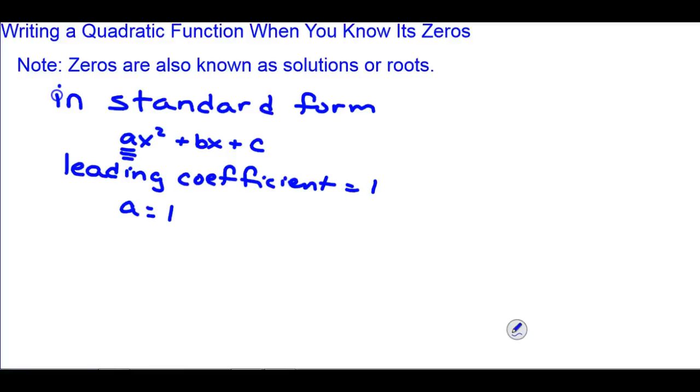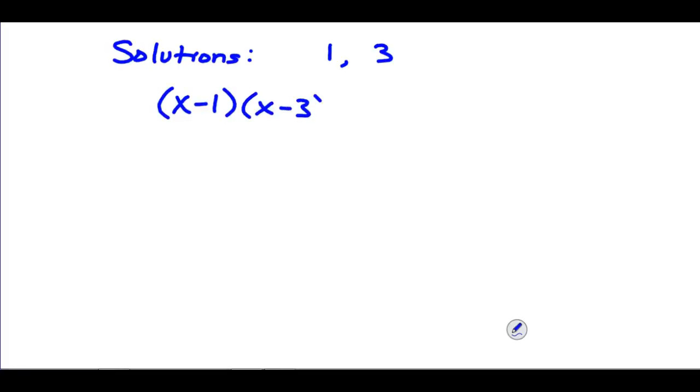So let's look at a couple of examples of how to do this. If you are given two solutions for a quadratic function, and by the way, with quadratic functions, you can only have two solutions. Even if the solution is exactly the same, you still have two solutions. So if your solutions are, let's say, 1 and 3, then from those solutions you can write your factors. And your factors are x minus 1 and x minus 3.